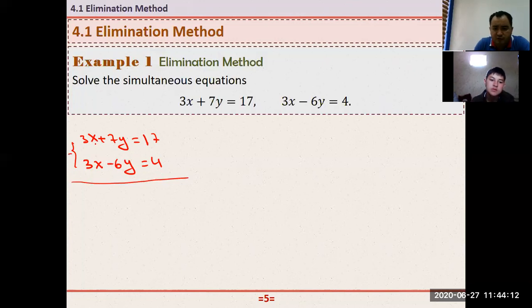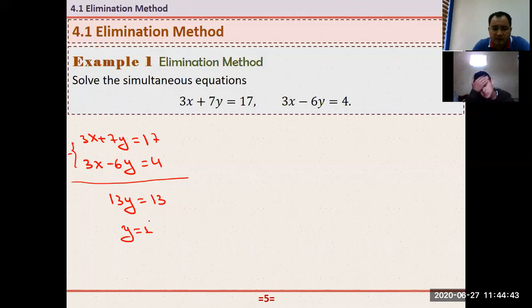Subtract the second equation from the first one. 3x minus 3x, it is 0. No need to write this. 7 minus 6, that is 13y equals 17 minus 4, what is it? 13. So from here, what is y? 1. What we did here is we have eliminated this x from the equations. And that's why we call this elimination method.